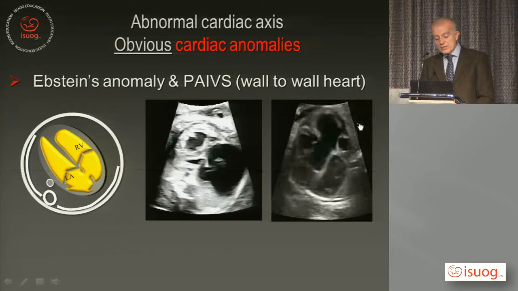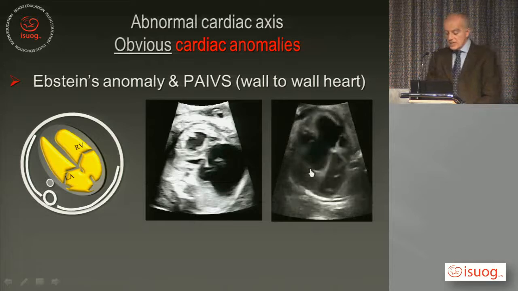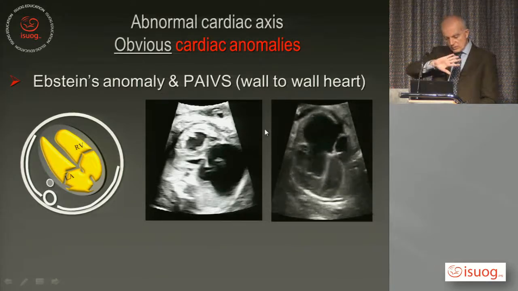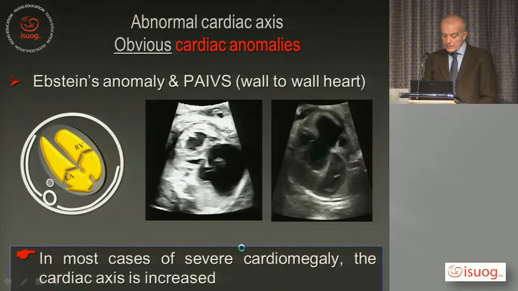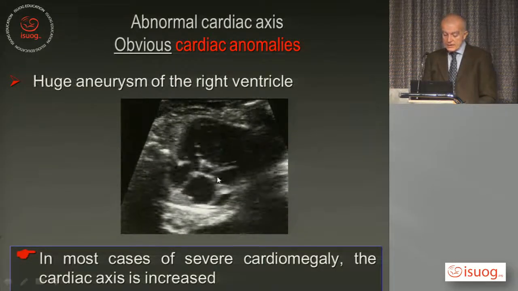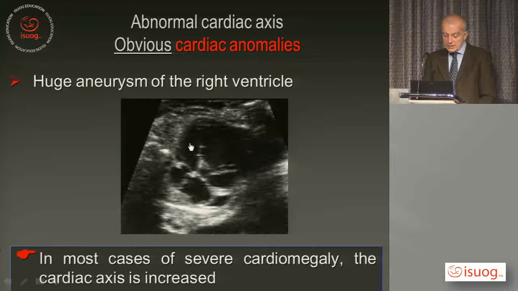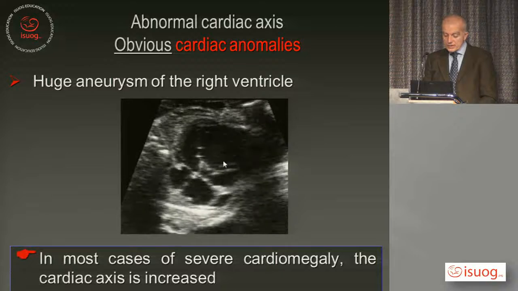And the same applies to this severe case of Ebstein. You see the tricuspid valve is completely displaced towards the apex here, and the heart sits horizontally, completely tilted towards the left side of the thorax. This is another case of a very rare condition. This was the left ventricle, a right ventricle here, and this was a huge aneurysm of the right ventricle. Also in this case, the heart is wall-to-wall.